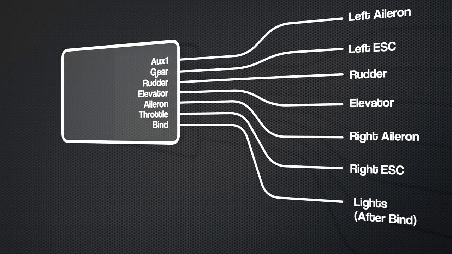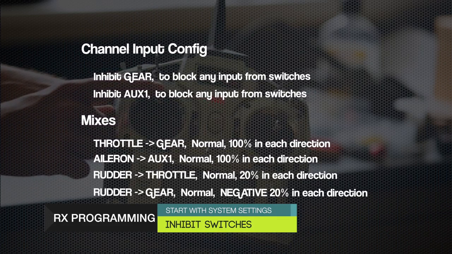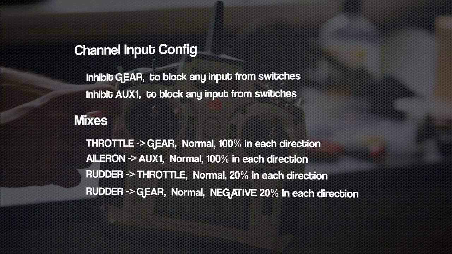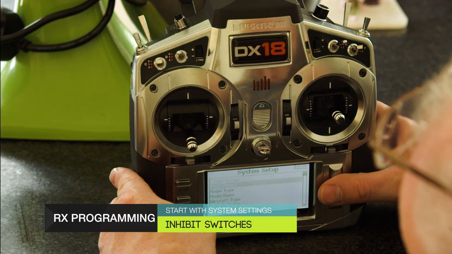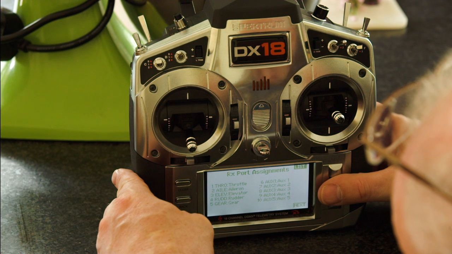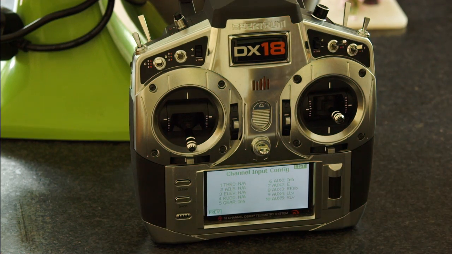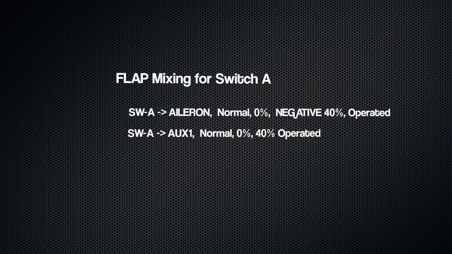You'll see that we're using the gear there for the left motor. That's the input channel configuration. And now the important job is to set inhibiting of the switches, because we don't want any operation or inadvertent operation of these switches to flip an aileron or start up the left-hand motor.